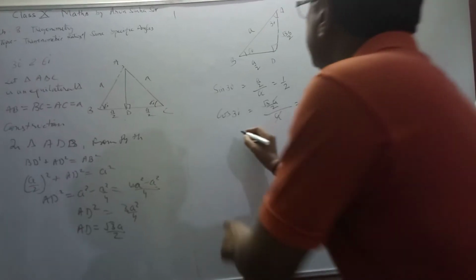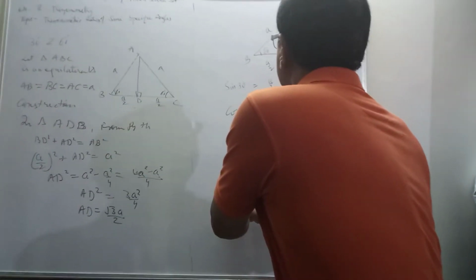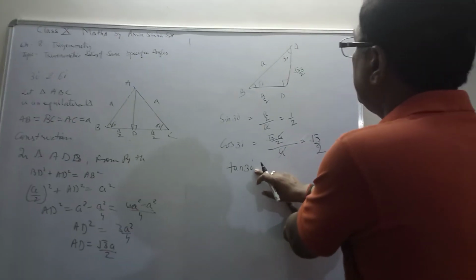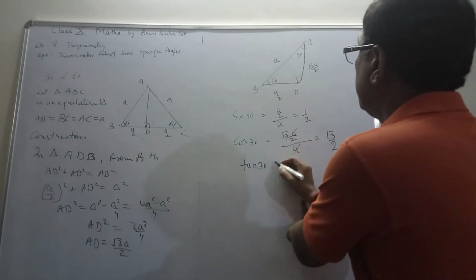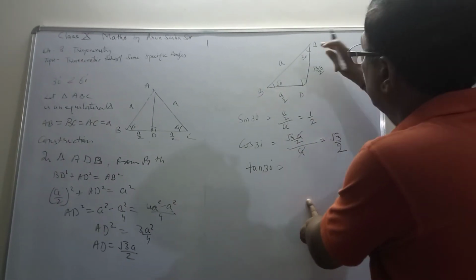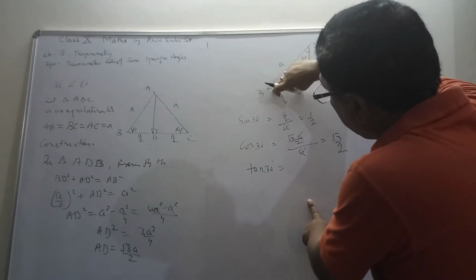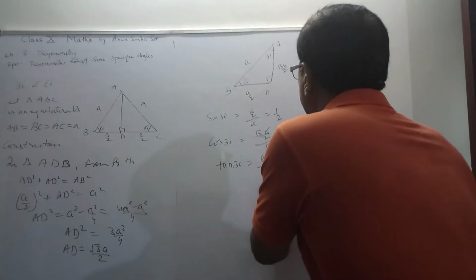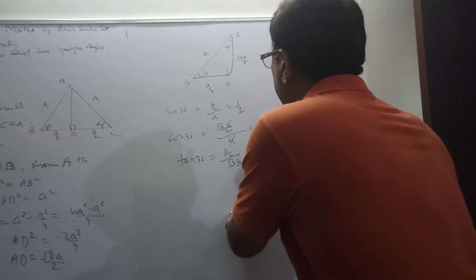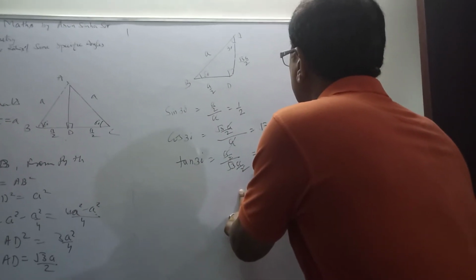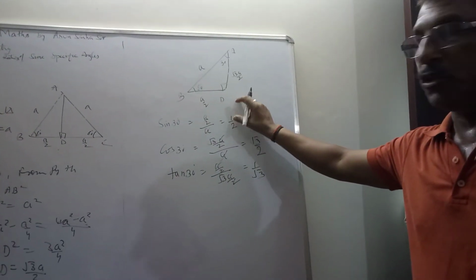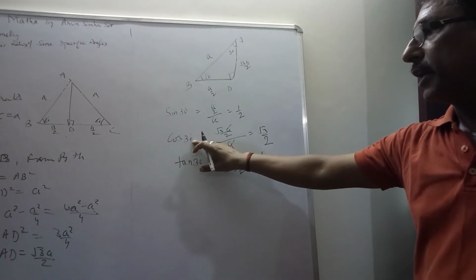If you take tan 30 degree, what you will get, children? Can you see, for tan 30, perpendicular upon base. If this is the base angle, this will be base and this perpendicular. So you will get A upon 2 upon root 3A upon 2. These two cancelled. This A cancelled. So you get 1 upon root 3. So if you take the reciprocal of these three ratios, you will get cosec, sec and cot.